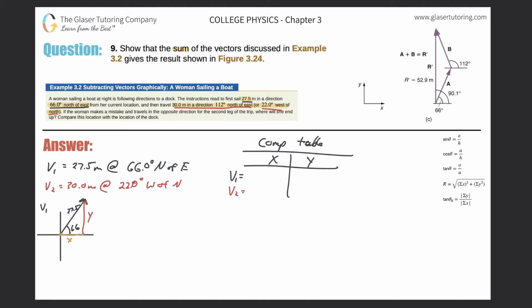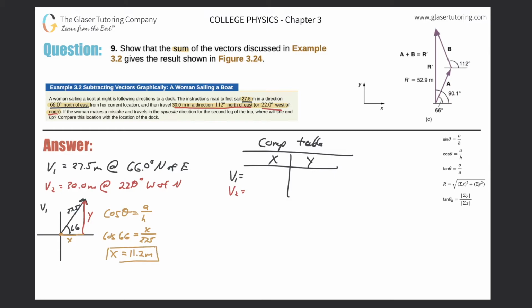Therefore, it sounds like a cosine function. So cosine of theta is equal to adjacent over hypotenuse. Cosine of 66 is equal to positive x over 27.5. So now x is equal to, just take out the calculator, cosine of 66 times 27.5. And the answer comes out to, we'll do 3 sig figs, 11.2 meters. So that's the x component's value.